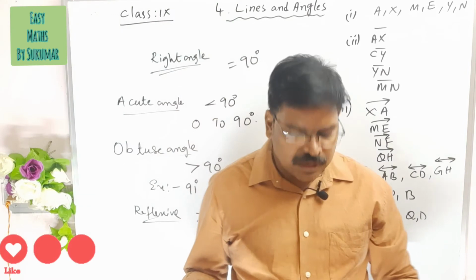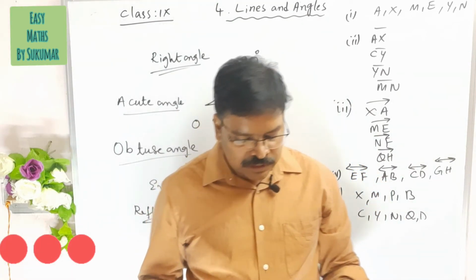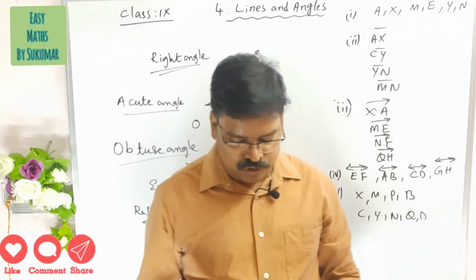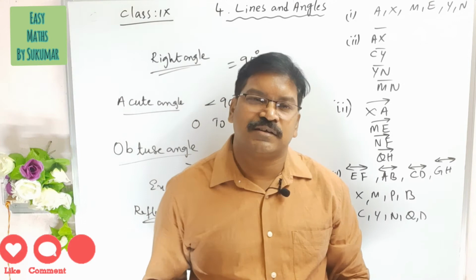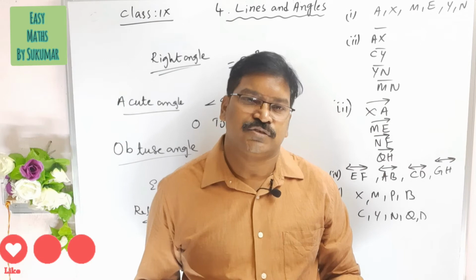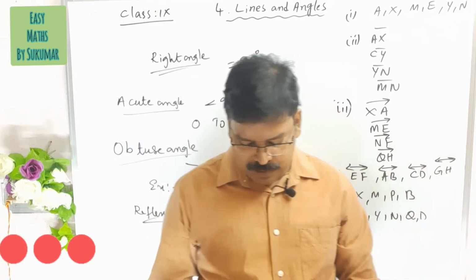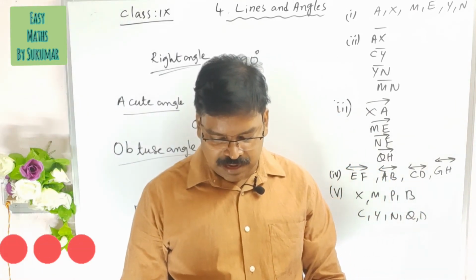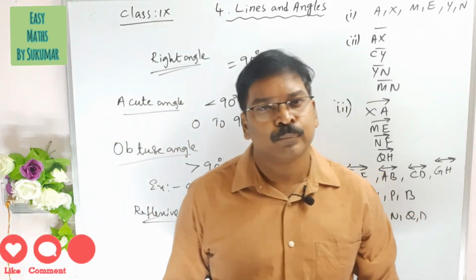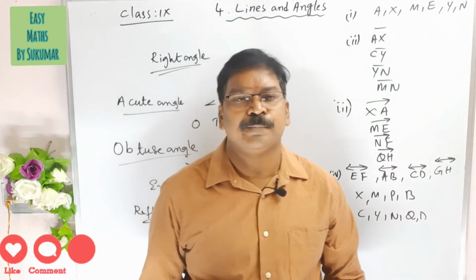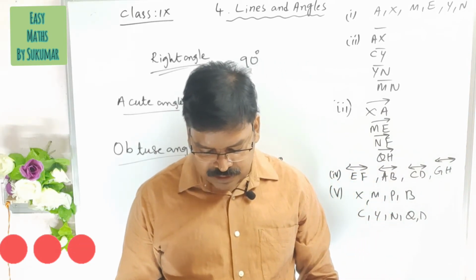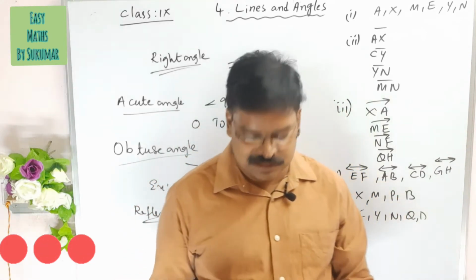Now coming to the third question, my dear students, state whether the following statements are true or false. Let me read out the first one. A ray has no end point. No end point? A ray has one end point. So it is false. Line AB is the same as line BA. Are AB and BA the same? Yes, both are the same, right? A ray AB is the same as the ray BA. No, they are not the same.